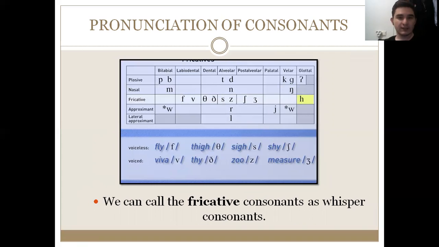So if we were to look at the fricative ones, we can describe them as the whisper sounds, because when you try to pronounce them, your mouth doesn't really close or really open that much. So it's kind of in between. When you pronounce them, you kind of sound like you're whispering. For example, you say f as in far, as in fly, or v as in viva. You say th as in thigh, or you say th as in die.